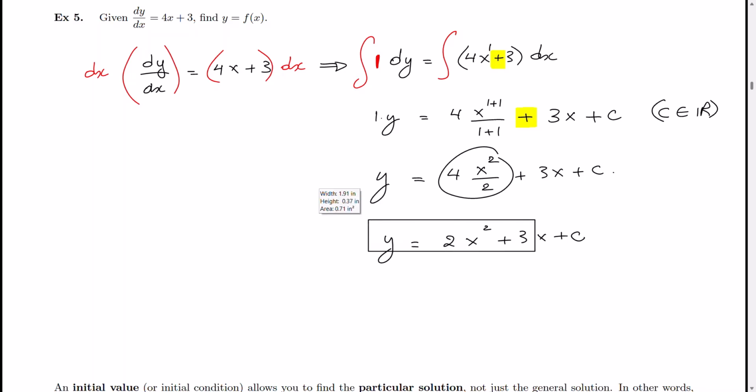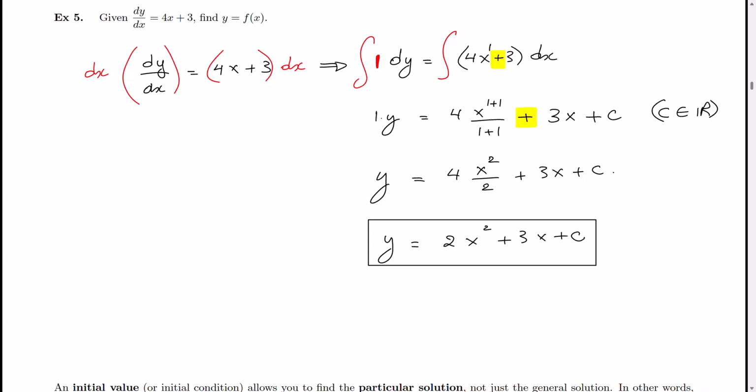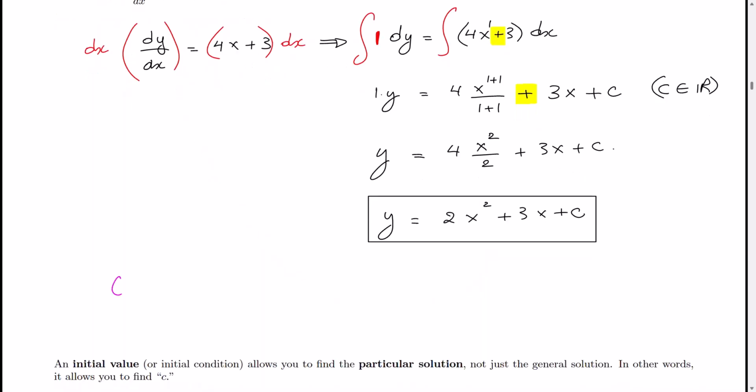So how do you check if you're doing the problem correctly or not? Take the derivative of what's in the box, and you should see that. So let's try to confirm it. So let's confirm our answer. What is the derivative with respect to x of y, where y is the answer that we came up with, 2x squared plus 3x plus c.